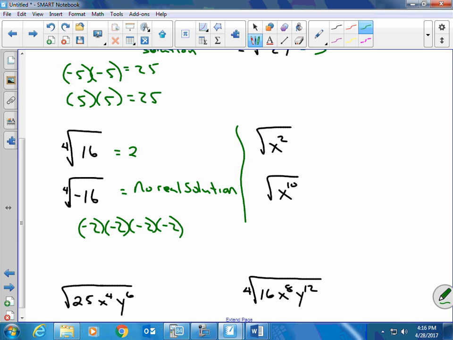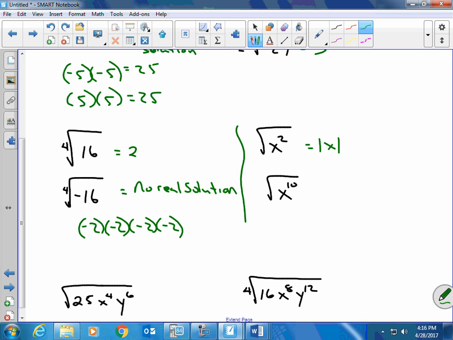How about a variable? What two variables will multiply together to give me x squared? That one's pretty easy. X times x. So the square root of x squared is x. Now, technically I need to throw this in here just because it's mathematically not correct to say it's x. It's technically the absolute value of x.